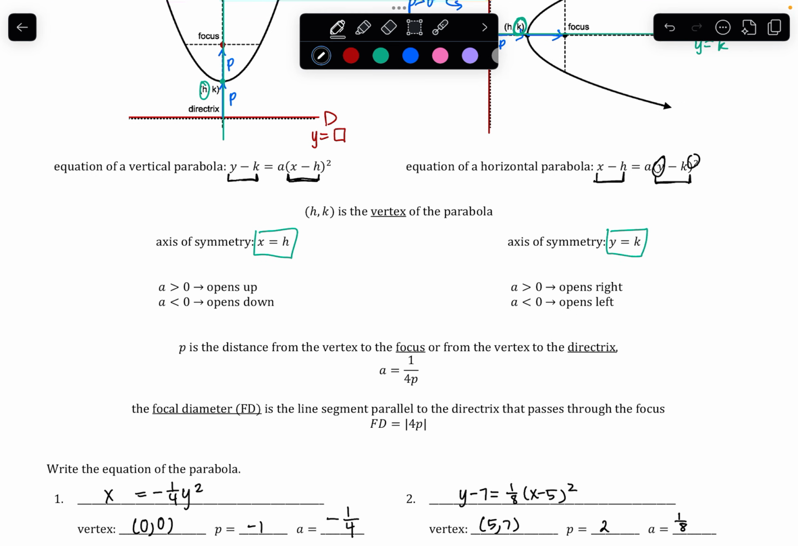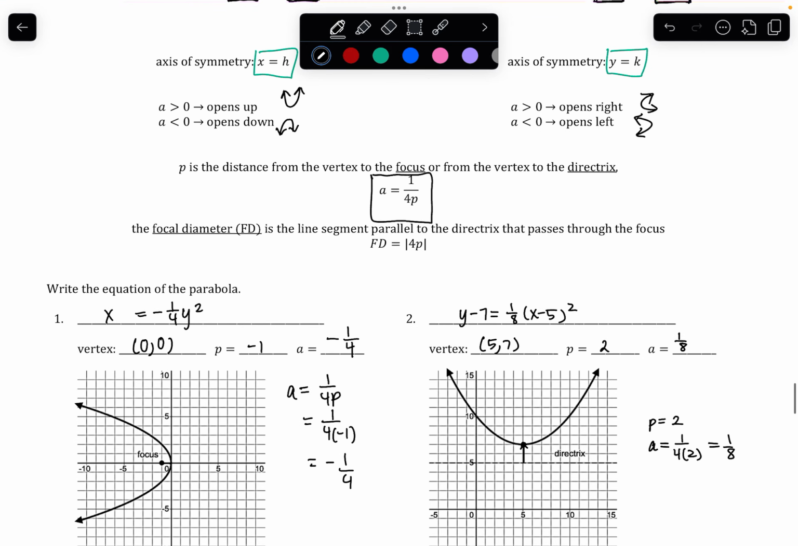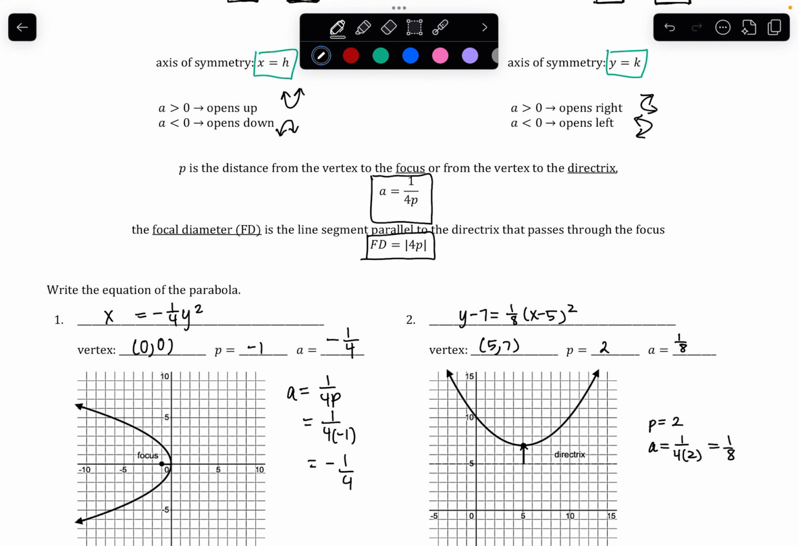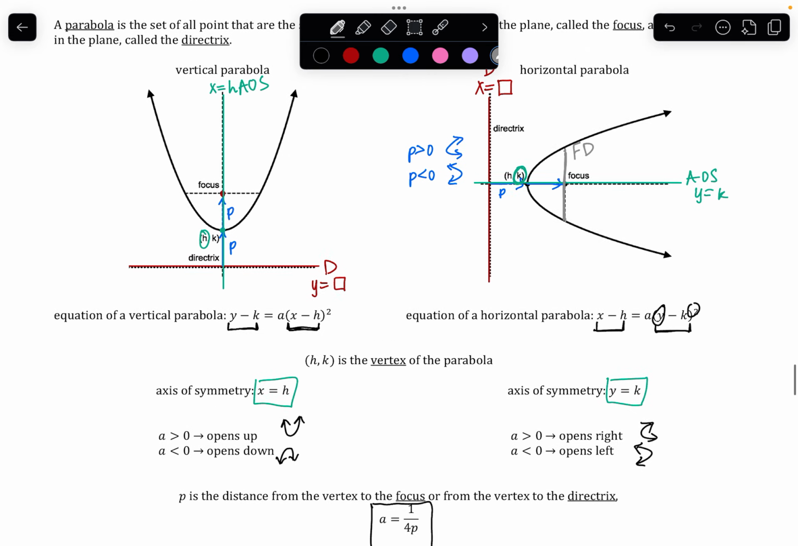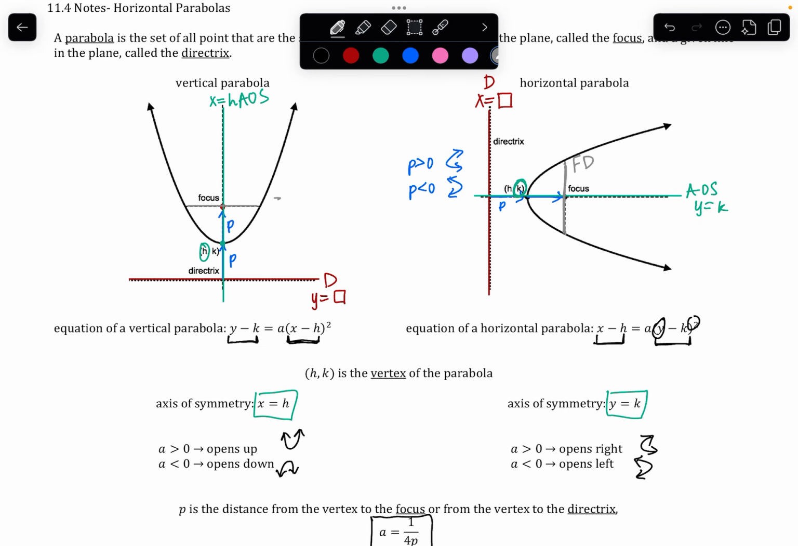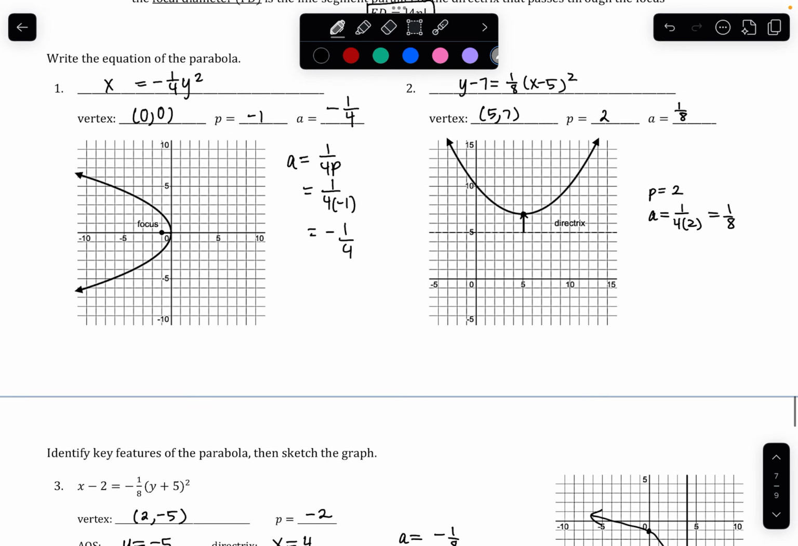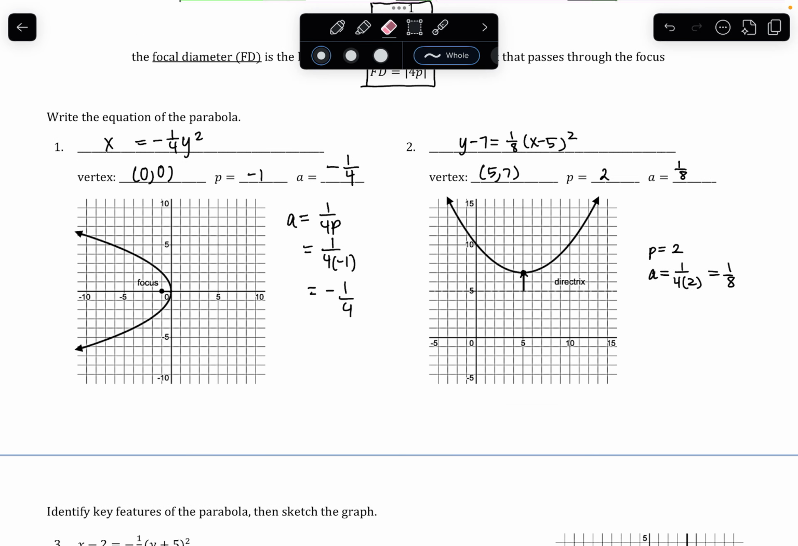If a is positive, or p, remember a is always equal to 1 over 4p. So if a is positive, you have a happy, smiling parabola. If a is negative, it's sad. For horizontal, it's facing right if a is positive, facing left if a is negative. And then our focal diameter is still going to be given by the absolute value of 4p. And so here is our focal diameter, and then here is our focal diameter. Okay, and so let's jump into some examples.